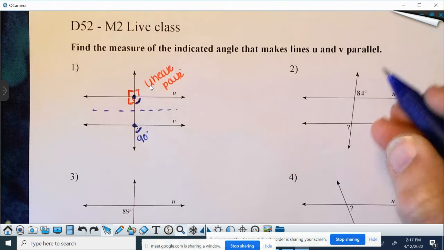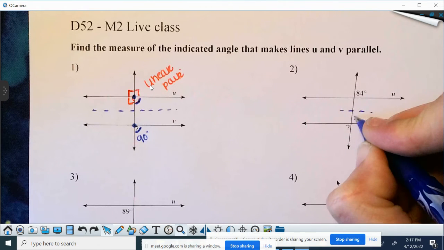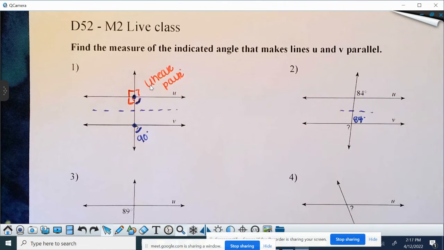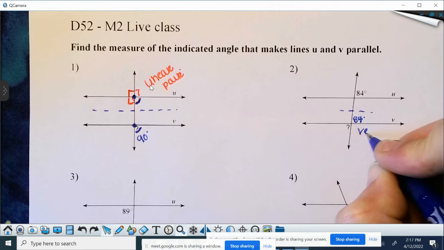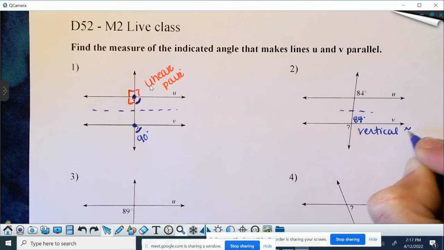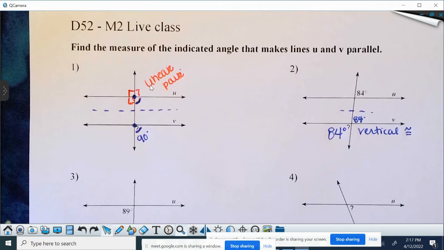Again, so 84, if I was to cut it in half here and lay them on top of each other, 84 is going to end up right here. Then because that's 84, the question mark and 84 are vertical angles, and vertical angles are congruent. So that means our question mark is also 84 because of vertical angles. If it asked you why, you would say vertical.